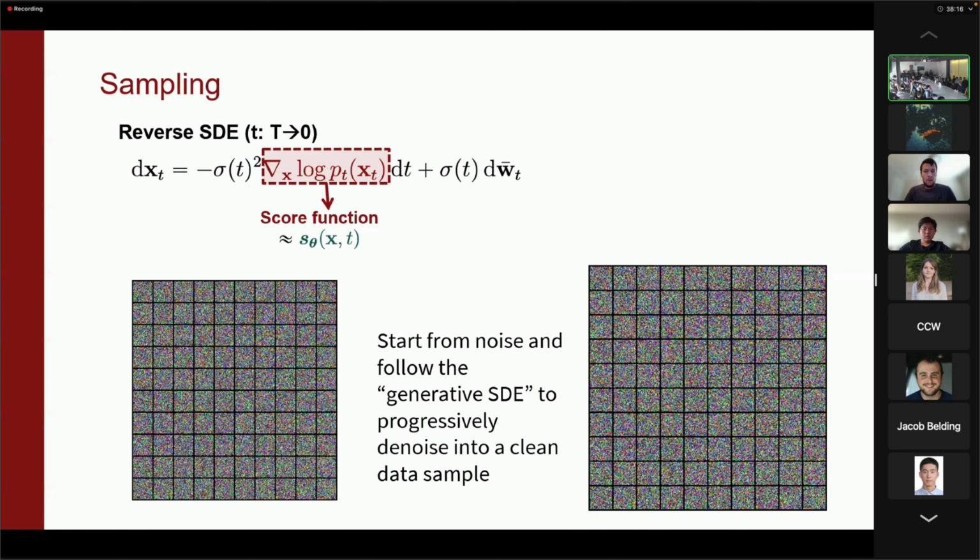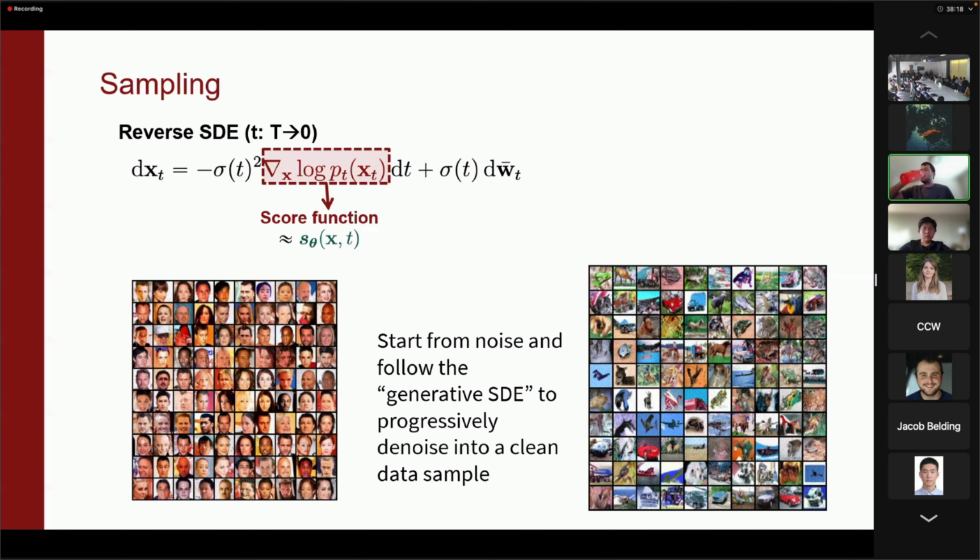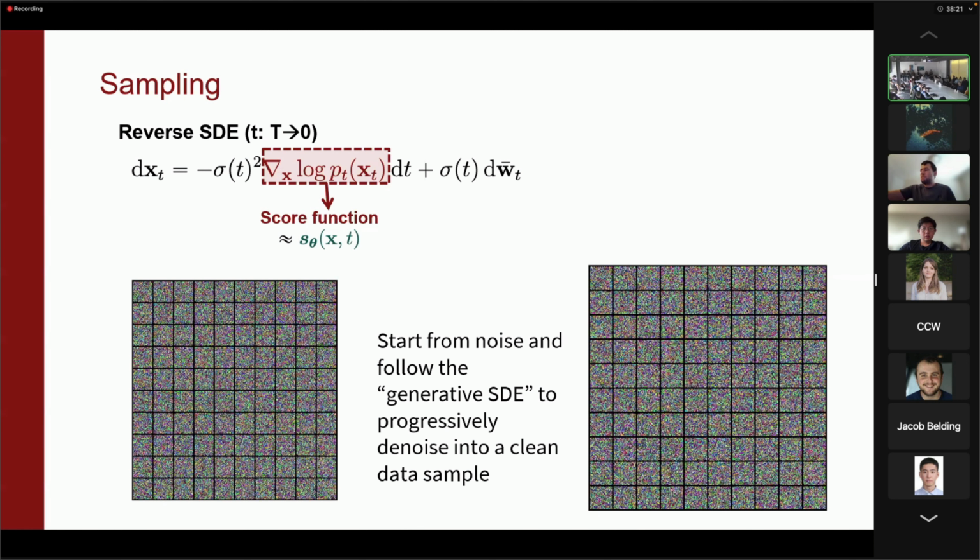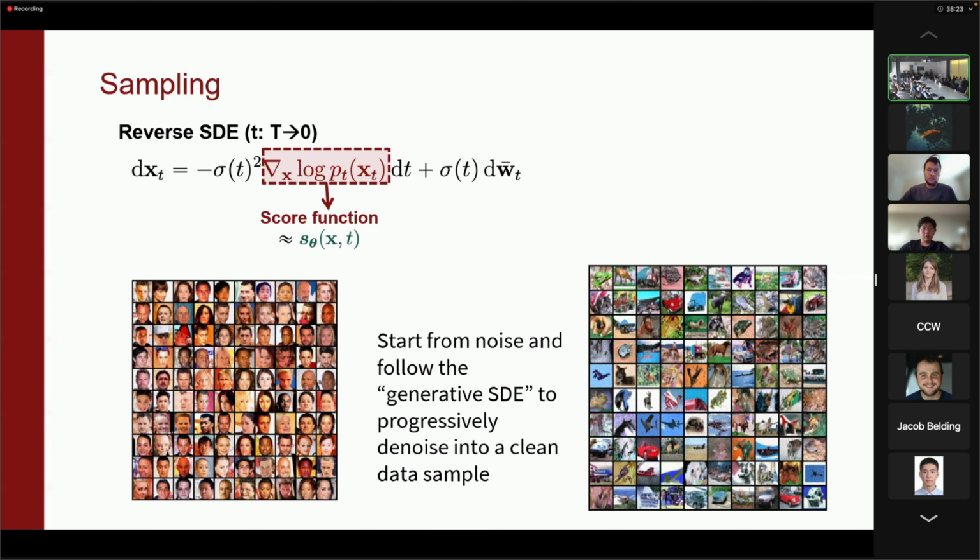You have another quick question here? Yeah. Who first invented this methodology for generative images?